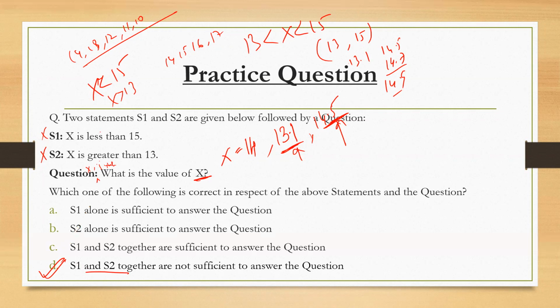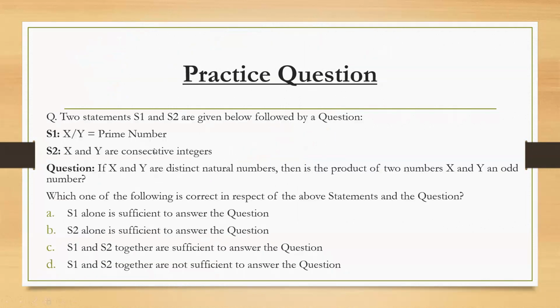Fine. So if this is clear to you, try this one. Now we are talking about divisions here. We are saying x by y is a prime number, statement 1. Statement 2 says x and y are consecutive integers. Now the question is, is the product of the two numbers an odd number? Tell me, which statement answers your question?